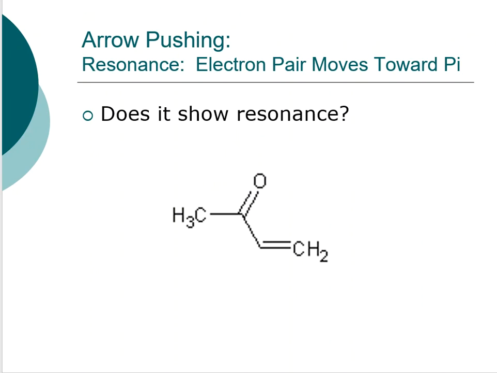Here's another one. Does this molecule show resonance? Yes or no? All right, so here's a carbon, there's a carbon. This carbon, look, has an oxygen. This carbon has a double bond. This carbon not only has the oxygen with the pairs, but also a double bond as well. So this carbon has a double bond, which is a pi set, and next door is a carbon with a pi set. So pi can move toward pi.